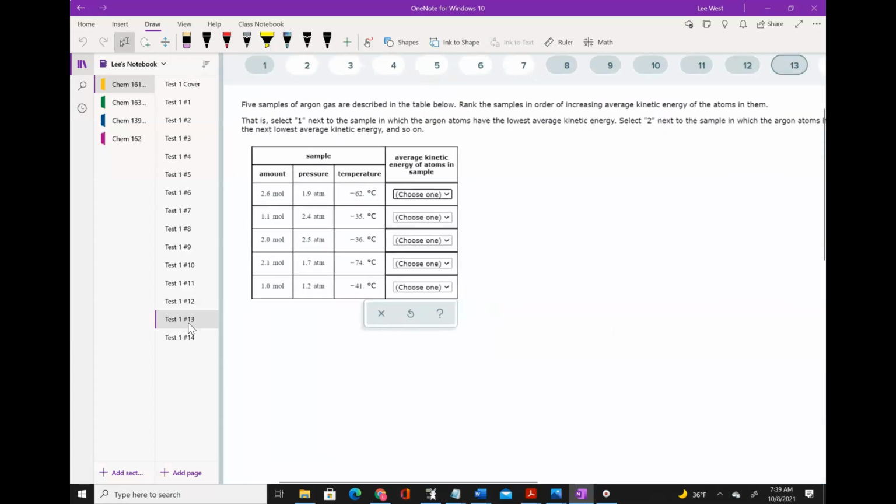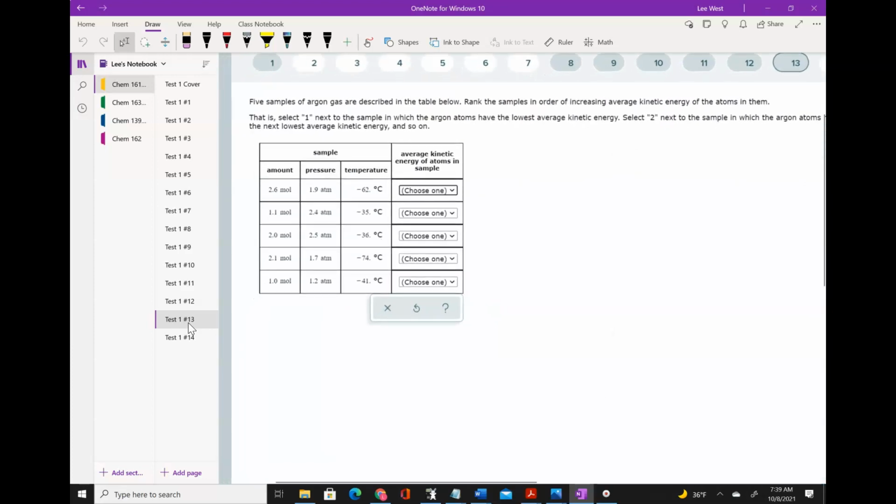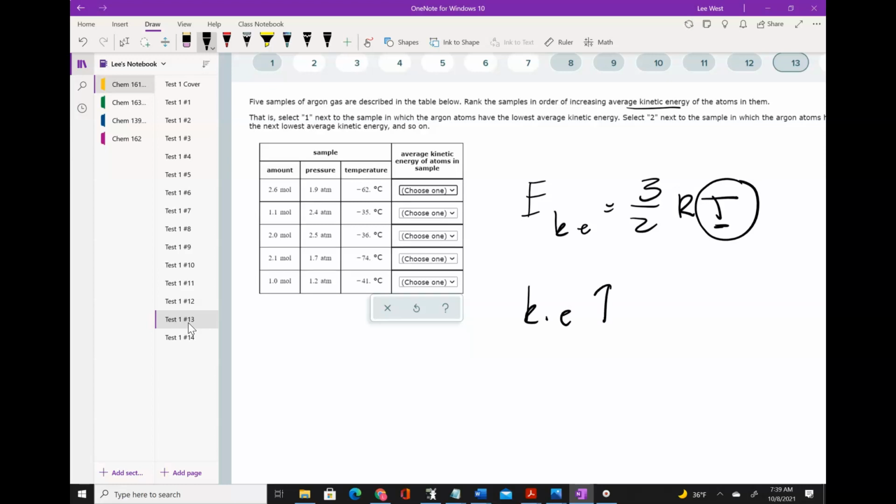Alright, this question is about ranking samples in terms of average kinetic energy of the atoms that are in them. There's a little formula for the average kinetic energy, which is just equal to 3/2 RT. What we see here is that the kinetic energy depends on one factor and one factor only, and that is the temperature. It's really saying that the kinetic energy goes up as the temperature goes up.